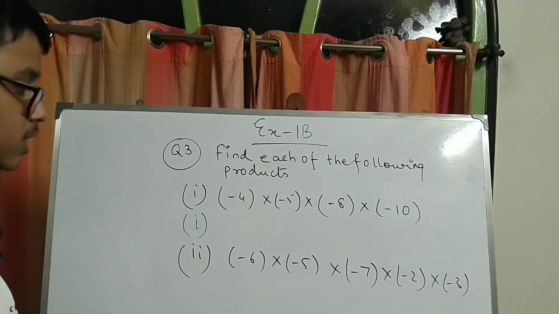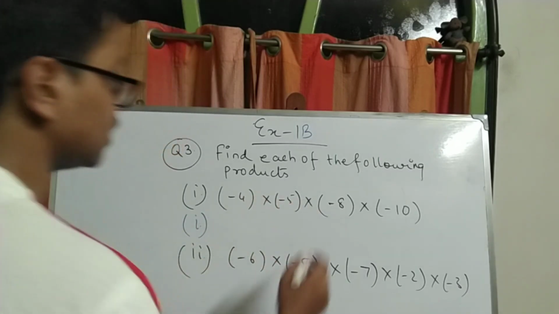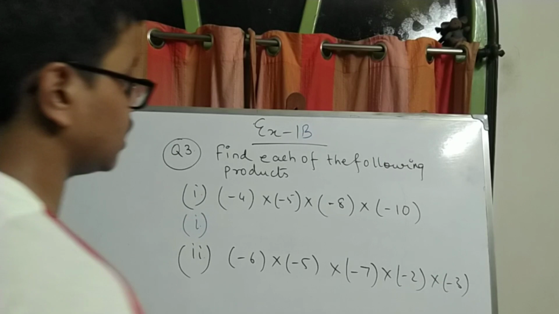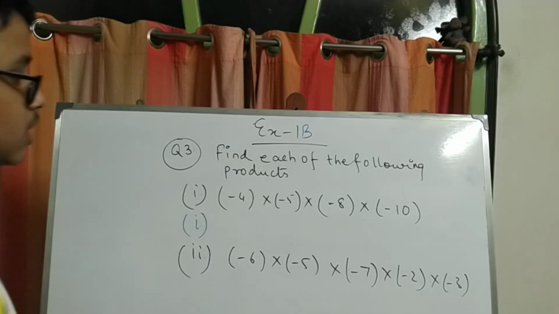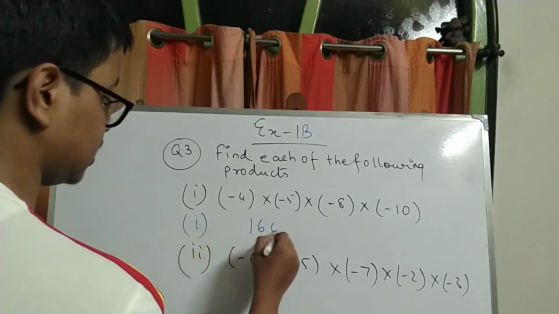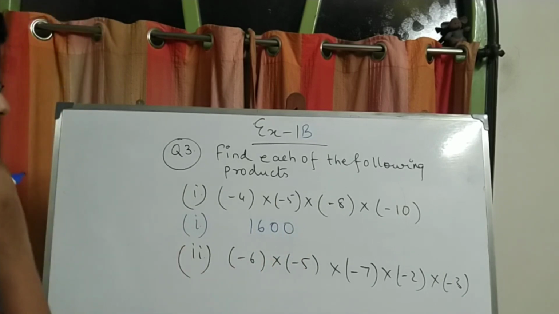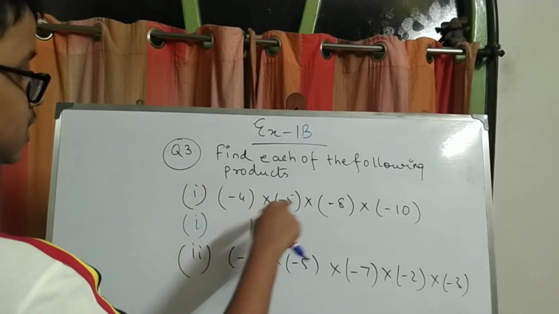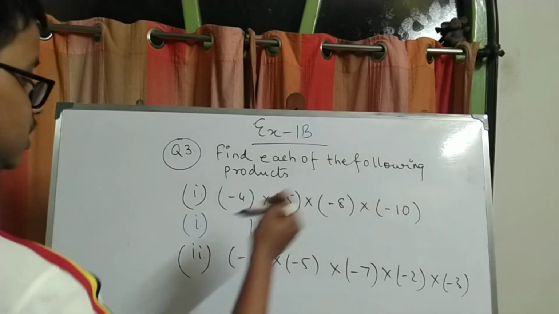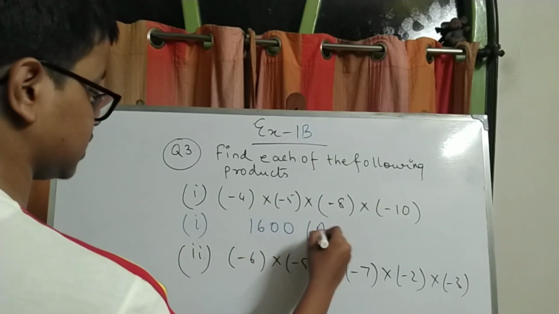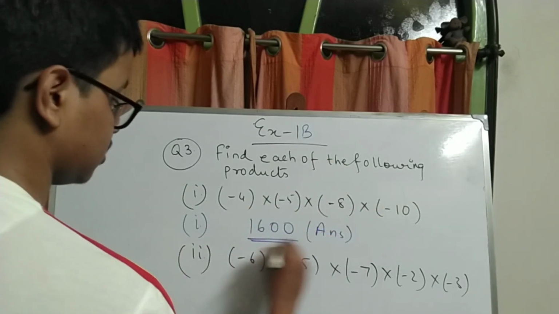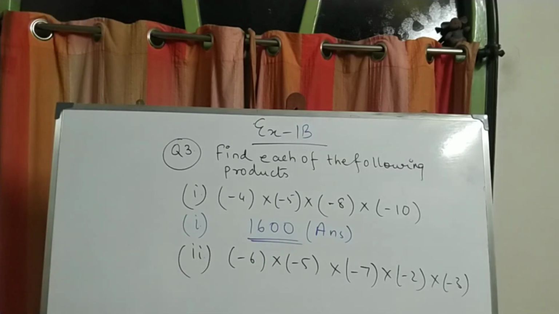You need to solve this. 4 into 5 will give 20, 20 into 8 will give 160, and into 10 it will be 1600. And what will be the sign? Minus minus plus, plus minus minus, minus minus plus. So it will be plus 1600.